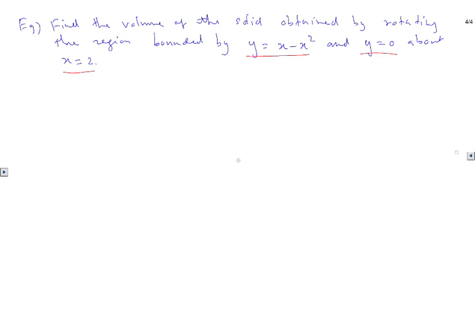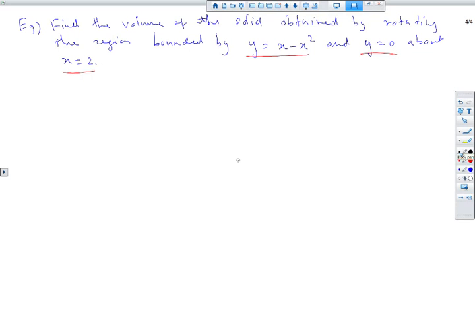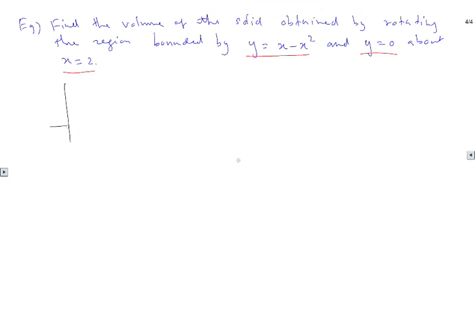So let's graph the situation again. What it looks like: x minus x squared is a parabola, upside down. It passes through 0 and 1. So that's the parabola.